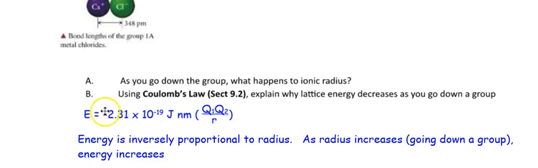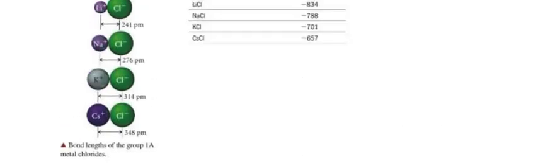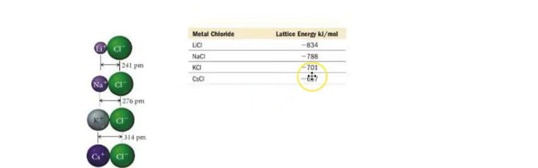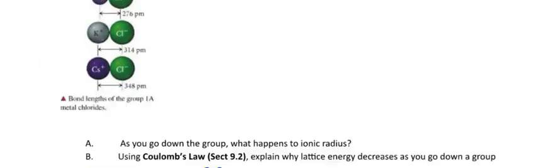Oops, that's a mistake. Make that a positive. I don't know why I put a negative in there. Energy is inversely proportional to the radius. As radius increases, meaning going down the group, energy will increase. No, I'm wrong about that. Take that back. Okay, I fixed it now. So as radius increases, energy will decrease. So look what's happening here as I go down. Why is that? Because the protons of the nucleus are not as attracted to the other electrons, which are further away, so it's easier to split up, if you will.